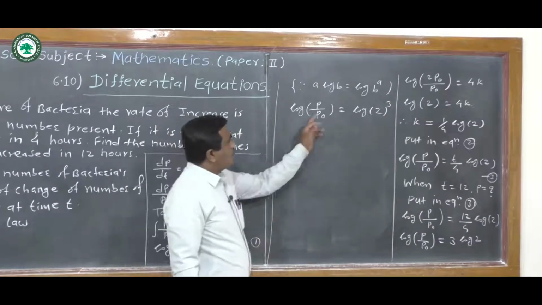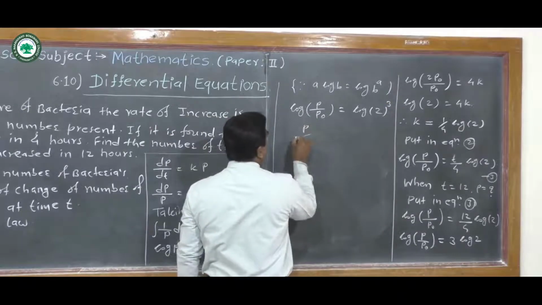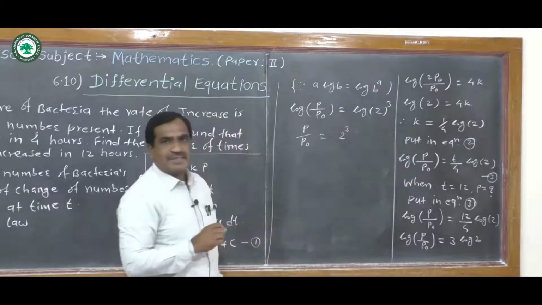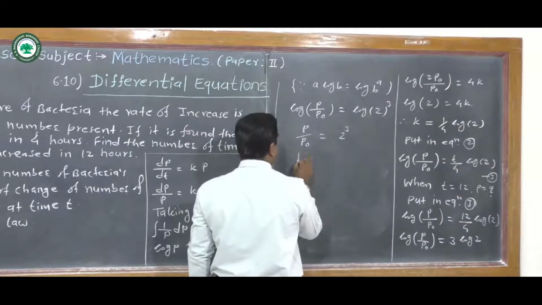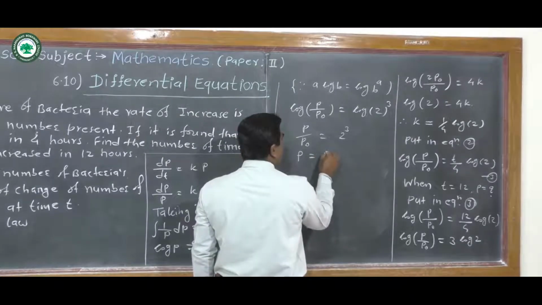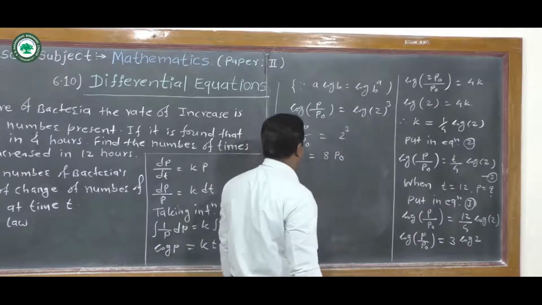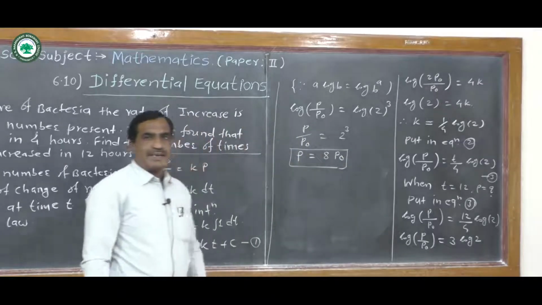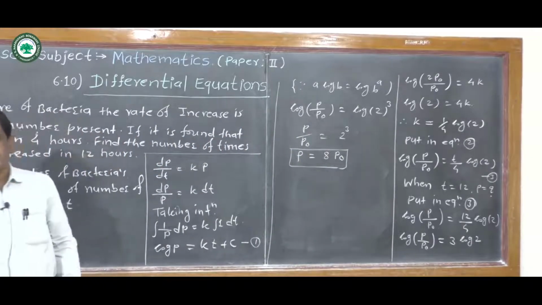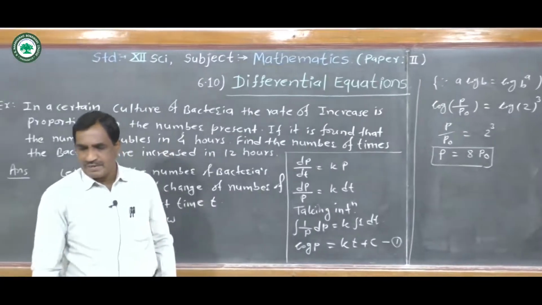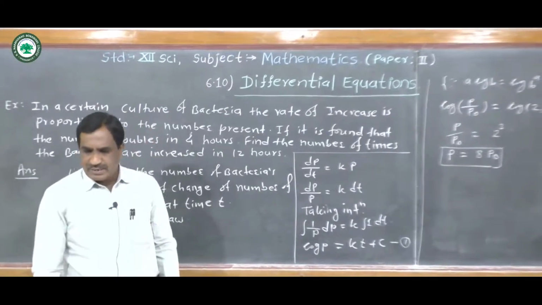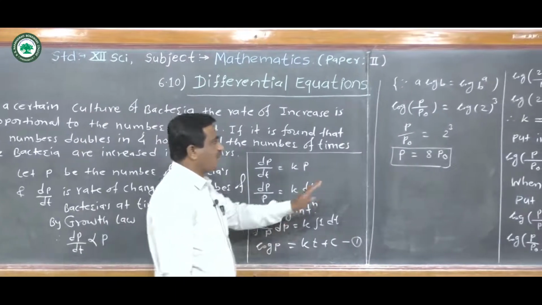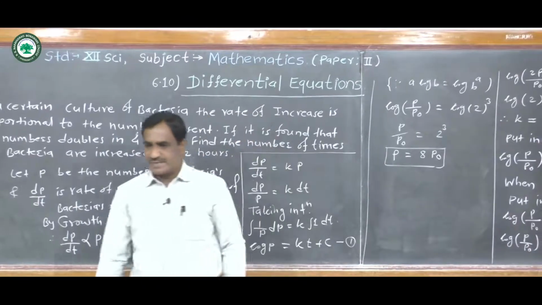Now the log cancels out, remains only P upon P0 is equal to 2 raised to 3. Now 2 raised to 3 means 8. That is, we get P is equal to 8 into P0. The number of bacteria in 12 hours is 8 times the original or initial bacteria. Now this is the solution for this example. Now we see the next example here.